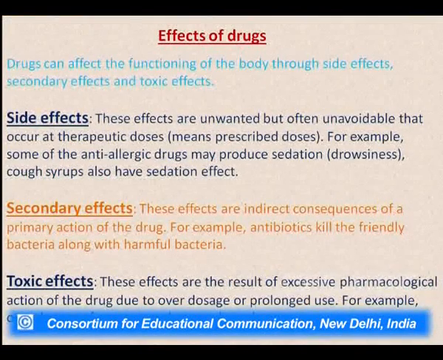Then comes the effects of drugs: whether all drugs will only cure the disease or they affect our body also. So, drugs can affect the functioning of the body through side effects, through secondary effects, and through toxic effects also. And what are these side effects? These side effects are unwanted effects, but often unavoidable, that occur at therapeutic doses. It means the dose which is prescribed by doctors. For example, some of the anti-allergic drugs may also produce sedation. This sedation is drowsiness. Some cough syrups also have this sedation effect.